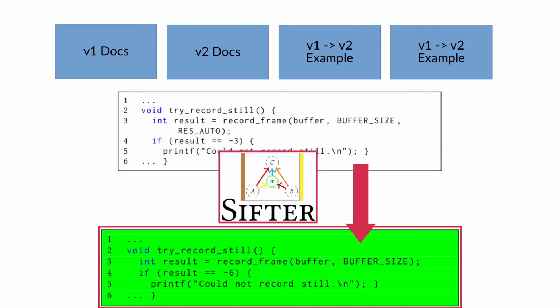From here, Sifter can correctly synthesize the migrated code for this snippet, removing the extra argument and updating the return value. One really important thing to notice here is that neither of the two examples we gave Sifter involved an error value of -6. Instead, Sifter had to learn as part of its analogy to actually look up the new error value in the documentation. So this example really highlights how having one tool that can synthesize information from both natural language documentation and source code examples can be more powerful than just source code alone.